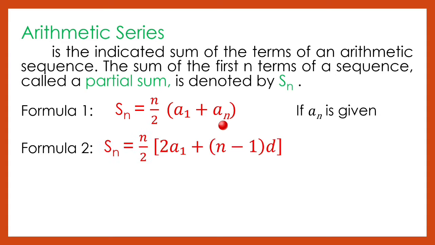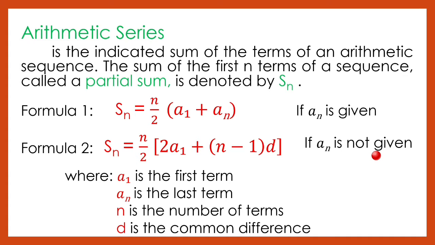Formula 2, S sub n equals n over 2 times 2 times a sub 1 plus the quantity of n minus 1 times d. Ito ang ating gagamitin if a sub n is not given, where a sub 1 is the first term, a sub n is the last term, n is the number of terms, and d is the common difference. Remember, if a sub n is given, formula 1 ang gagamitin. If a sub n is not given, formula 2 ang ating gagamitin. Let's have examples.